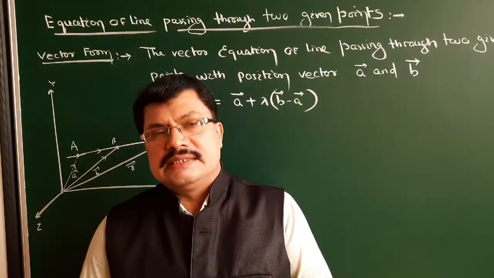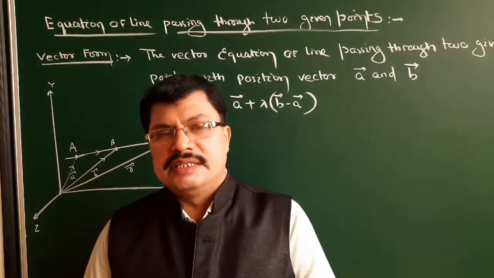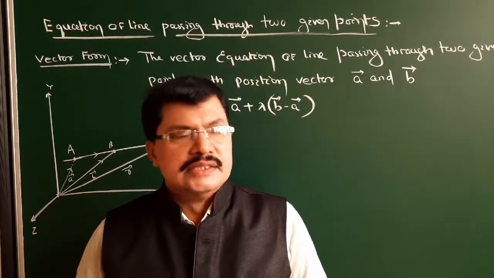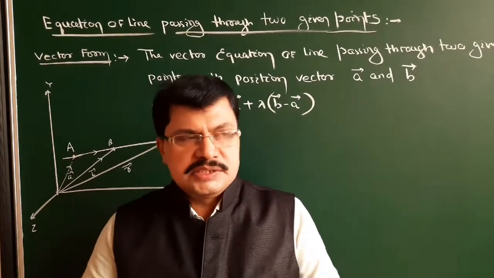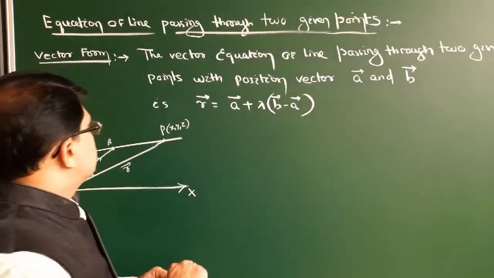Today I am going to discuss how to find the equation of a line when it passes through two points. Clear? There are two cases: one is the vector form, and the other is the Cartesian form. You just follow this here. We will discuss the vector form first.